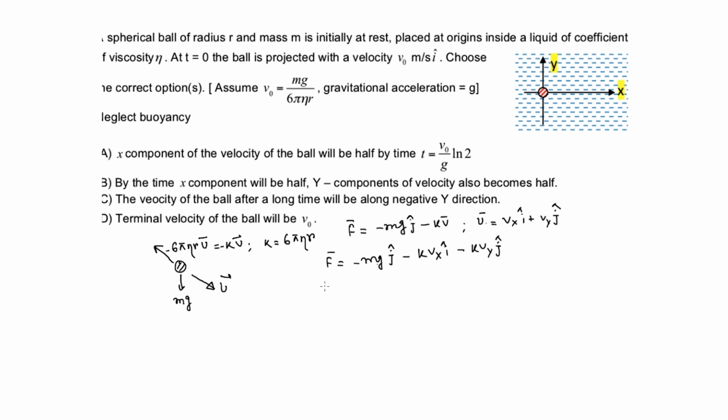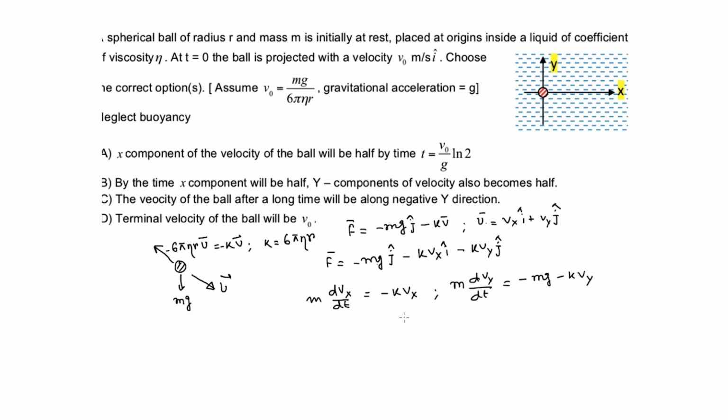What I will do with that force, I will write this force equal to m dv by dt. It has two components, along x and along y. So along x, can I write m dvx by dt equal to minus kvx, and along y direction the force is m dvy by dt, that is equal to minus mg minus kvy.